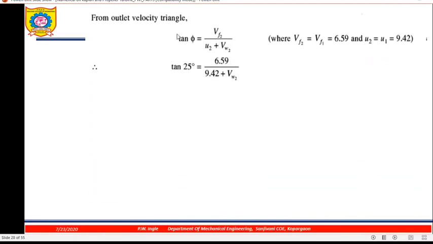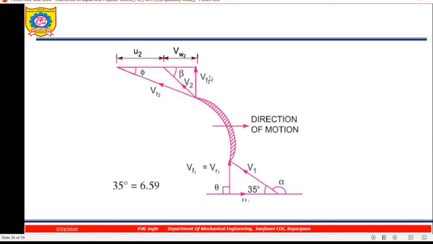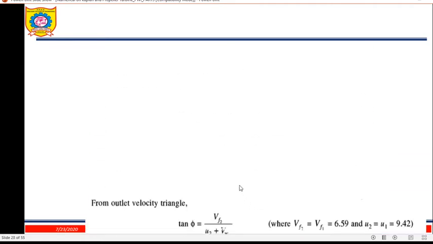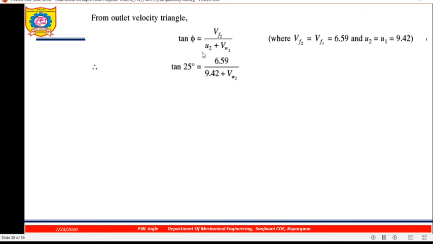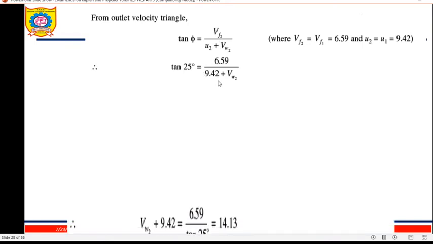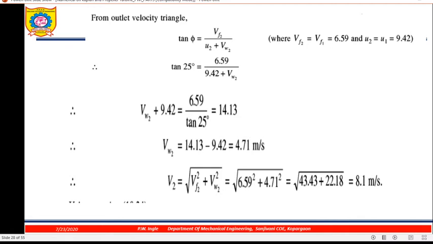Now from outlet velocity triangle, tan phi equal to VF2 upon U2 plus VW2. You see here outlet velocity triangle. Here U1 equal to VW1. This is not showing on the PPT, but it is U1 equal to VW1. By mistake, while taking the screenshot, I forgot to include this. So tan phi is VF2 upon U2 plus VW2. You put the values, you will get the answer for VW2. Then V2 is the square root of VF2 square plus VW2 square.